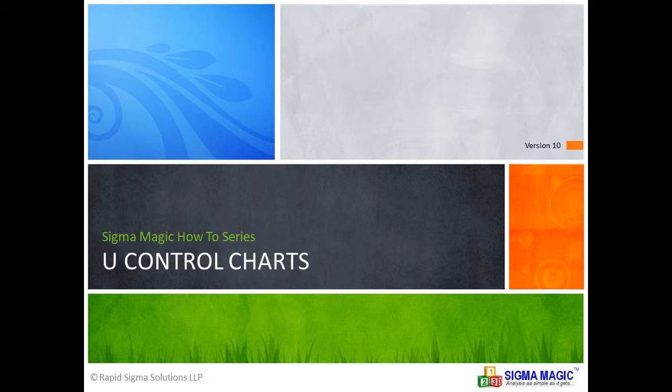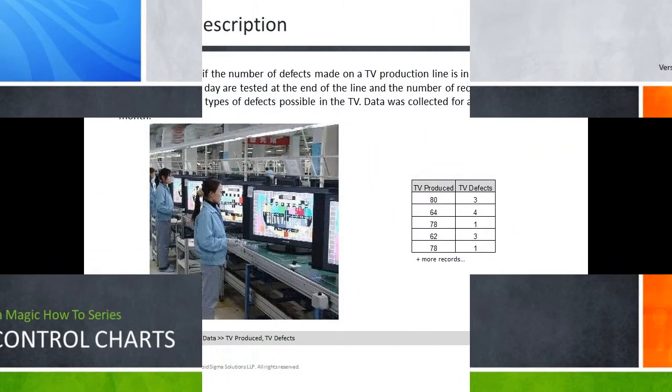In this module, we will cover a brief overview of how to create a U-control chart using the Sigma Magic software. U-control charts are used to determine if a process is in control when we have discrete defects data and the subgroup size is varying.